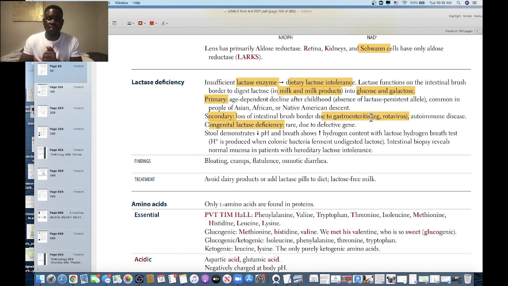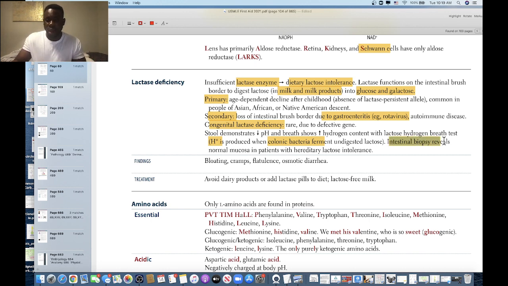Lactose hydrogen breath test. H plus is produced when the colonic bacteria ferment the undigested lactose, right? So that reduces the pH. So just take note: when lactase is not there to break down the lactose, the bacteria in the colon is going to break down the lactose, and that will release a lot of H plus. This H plus is acid, right? So it will make the pH decrease, and that is it.